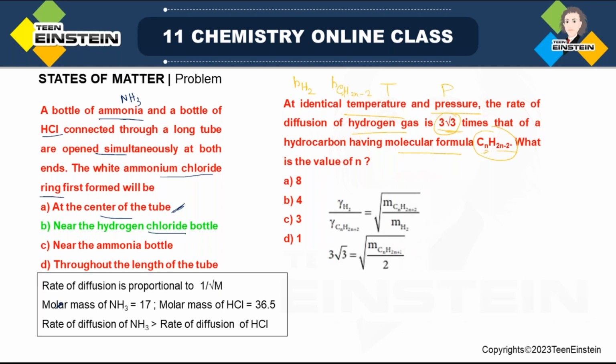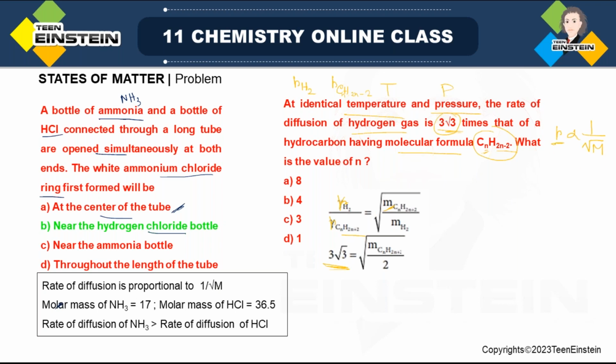So we can write here rate of H2 divided by rate of this hydrocarbon mentioned in the subscript, this is actually root over 3 into root over 3. Now we know that rate is proportional to, here m is basically molar mass, so R is proportional to 1 over root over molar mass.